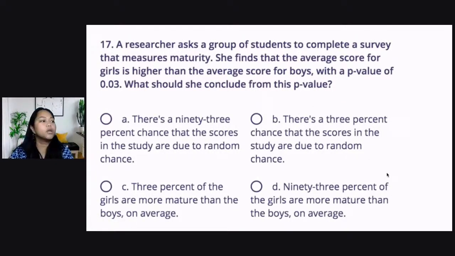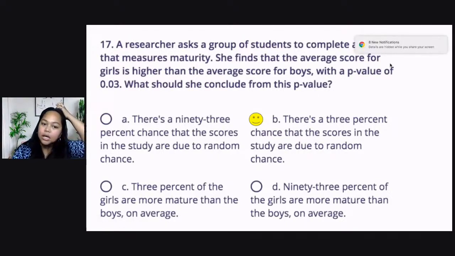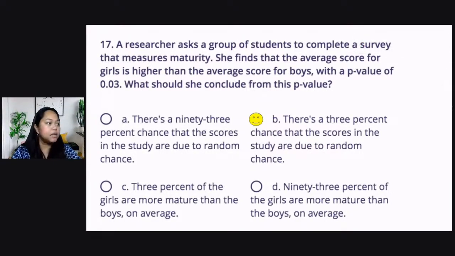Okay, and so the correct choice here would be letter B. There's a 3% chance that the scores in the study are due to random chance. That's the score of the girls. So it is not letter C, because in letter C you are still comparing the two groups, which is the t-test. It is not yet the p-value. Your p-value is checking how random your results are. So letter B is our choice, not letter C. Letter B also.